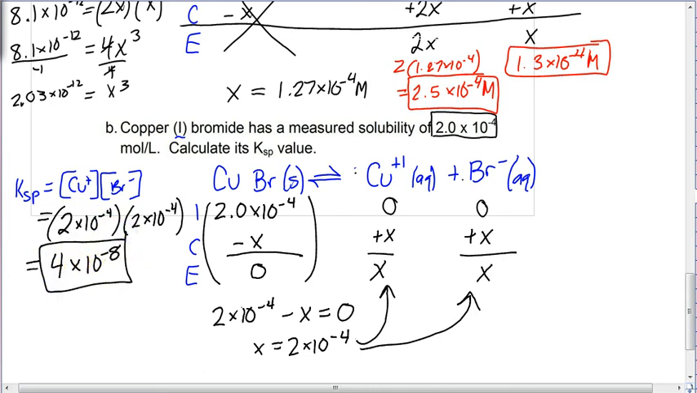And folks, that is solubility product constant calculations. Hard to say, not too bad to do.